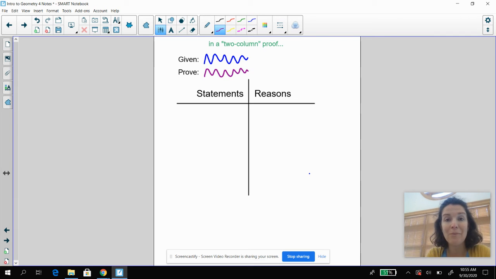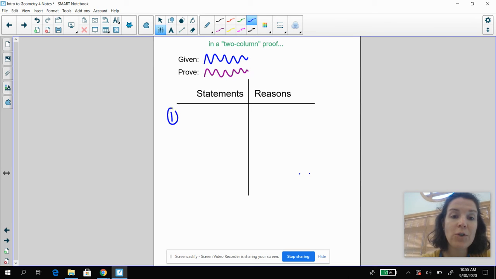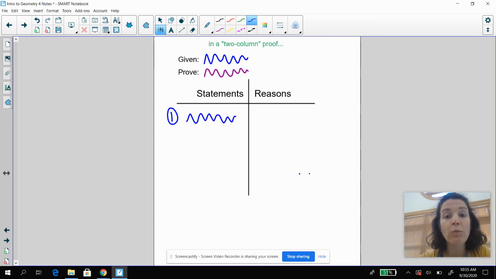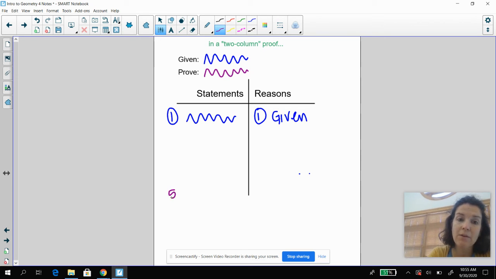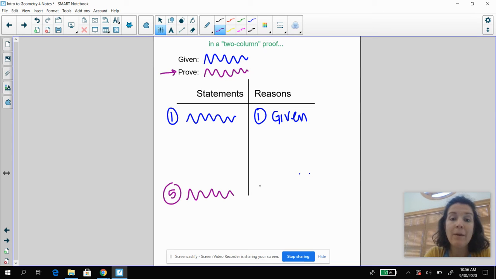And here's what's cool about proofs. 99% of the time, your very first statement is going to be your given statement, and the reason you're allowed to say that is because it's given. 100% of the time, your last statement, and it could be the 5th step, it could be the 17th step, is going to be what they've asked you to prove. And we don't know actually what that reason is here, and we have to fill that in.